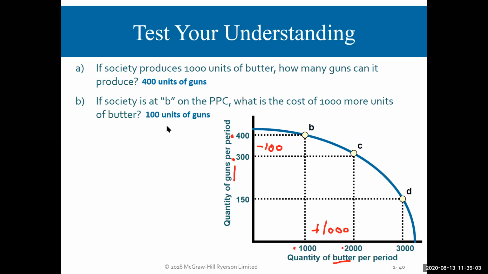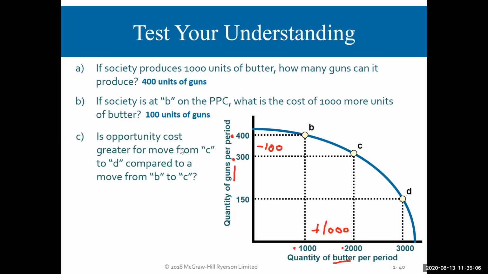So let's look at the next question. It says, is the opportunity cost greater for moving from C to D than it was in the move from B to C? Well, we know from B to C, we gave up 100 guns. So from C to D, let's kind of work through this. C is right here, and D is over here. We go from 2,000 to 3,000. So we're adding another 1,000 butter. But in this case, we go from 300 guns down to 150 guns. So we're giving up 150.